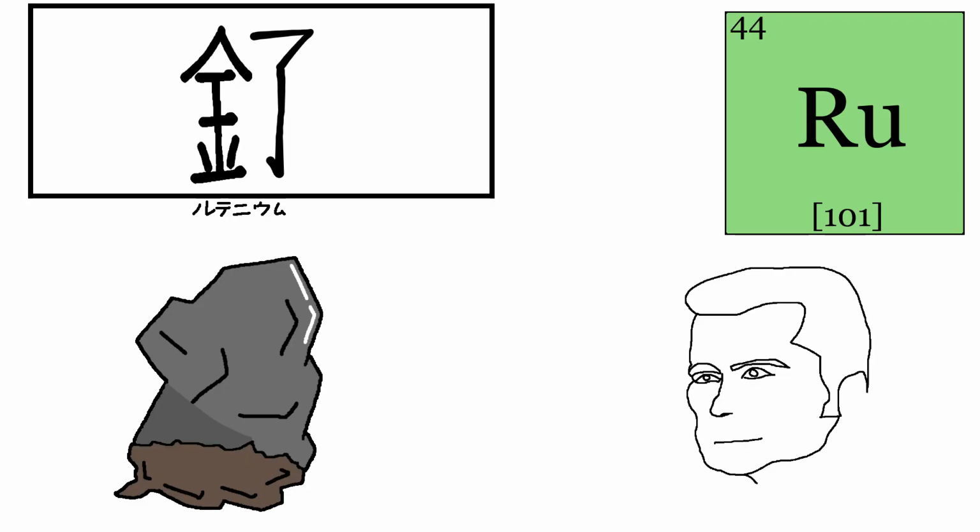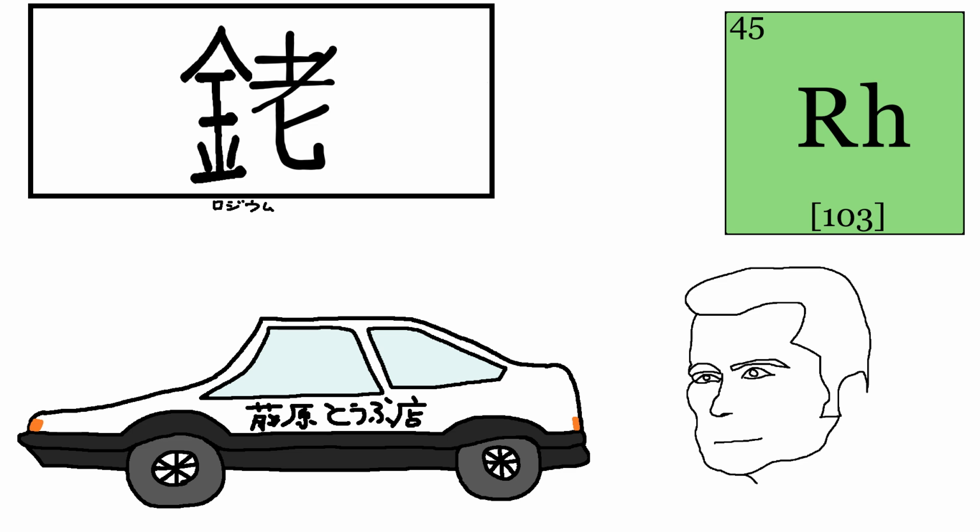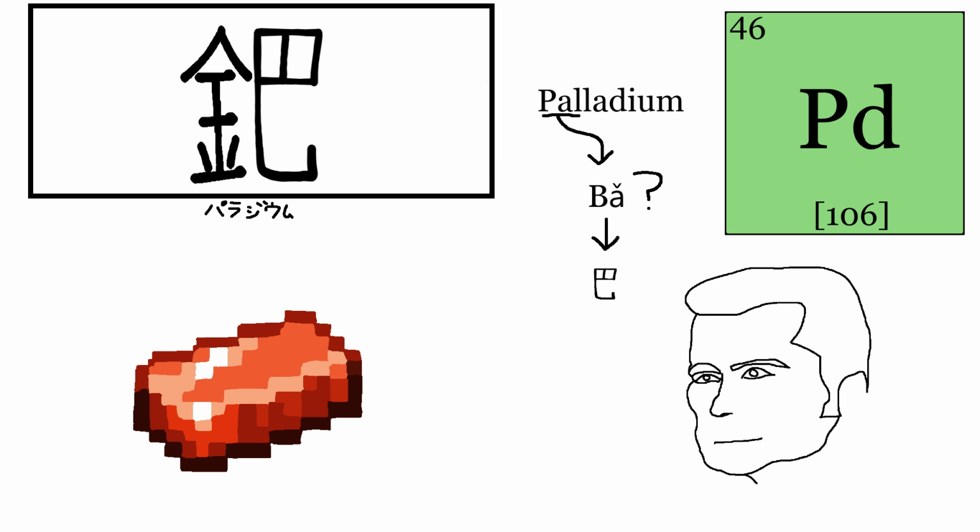Ruthenium is written like this. We don't have th sounds in Japanese, so we pronounce it ruthenium. Rhodium is written like this. Lao. Really, what is there to talk about rhodium? Palladium, though, is a little interesting. It's paragium in Japanese, but in Chinese it's ba.